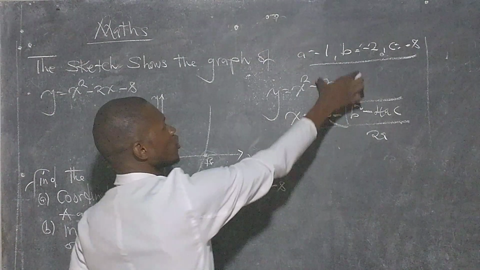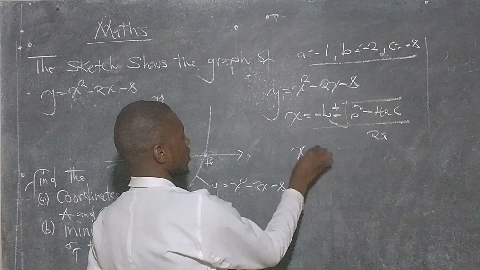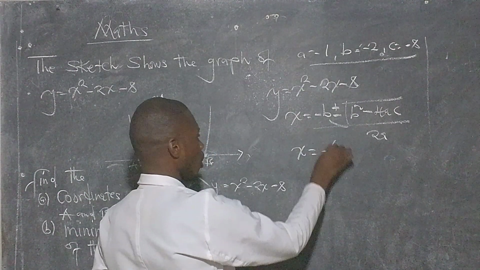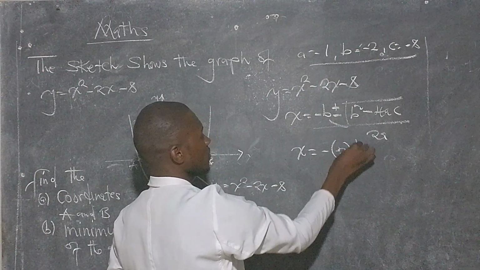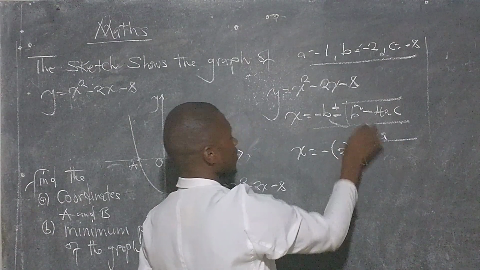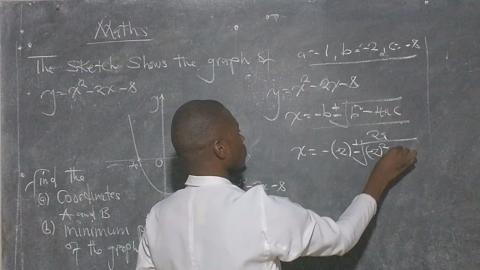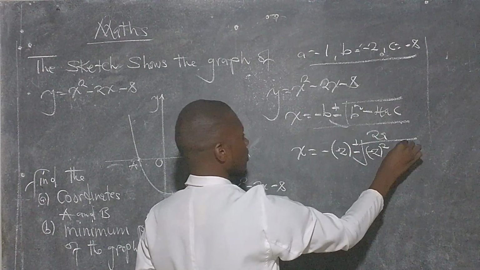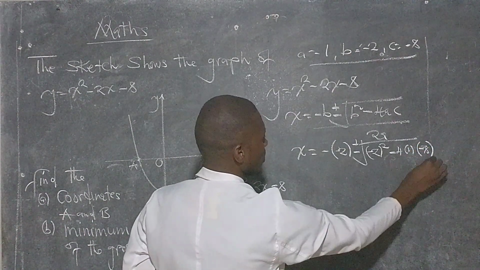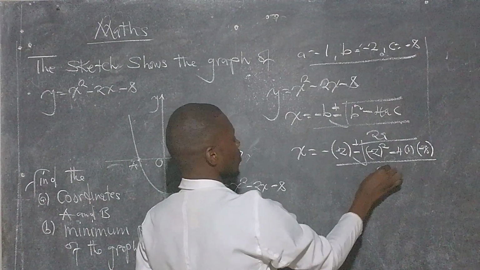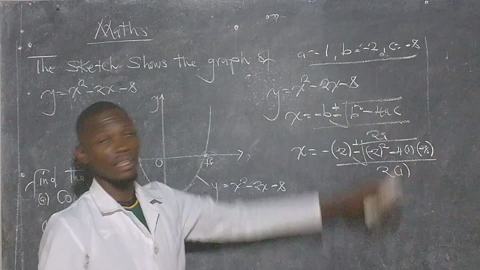Then from here, we are going to use this information and put it into this formula. So we have x is equal to negative, open bracket, B we have -2, so I'll put -2 here. Then positive or negative square root of B squared, B is -2, minus 4, then A, we have 1, then C we have -8, all over 2 times 1. So I've just introduced the figures into the formula.